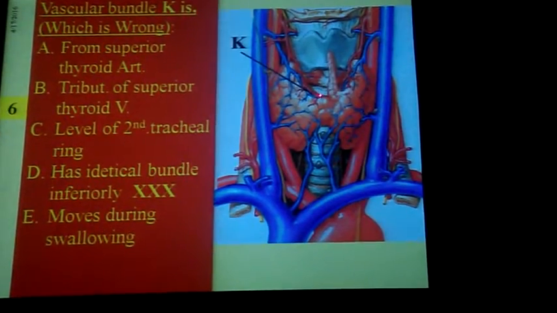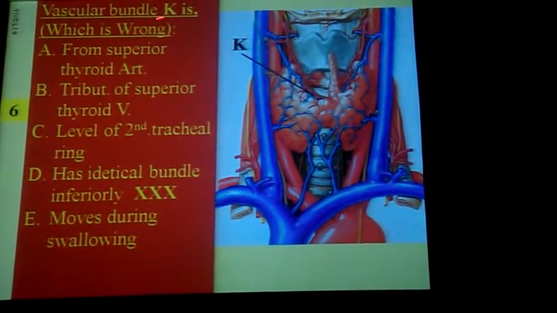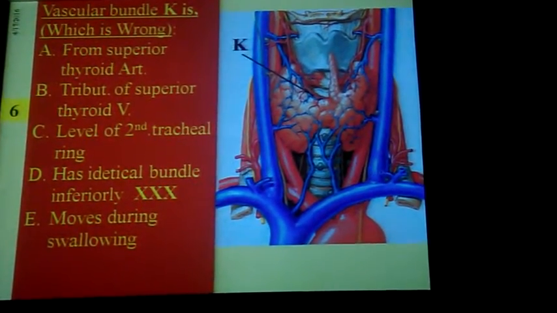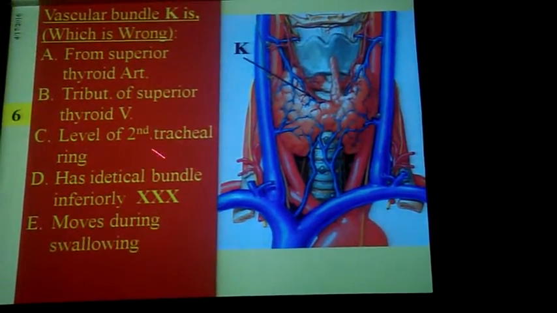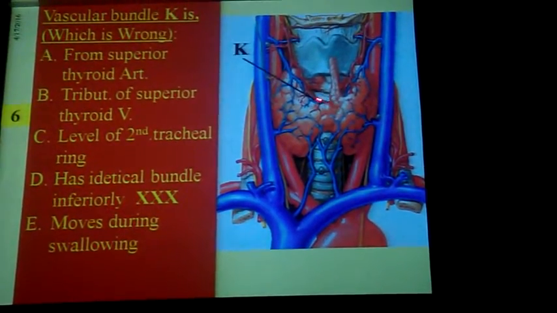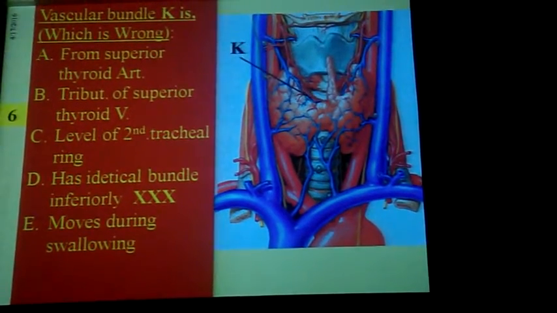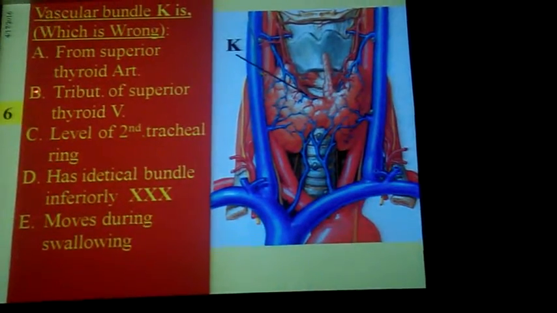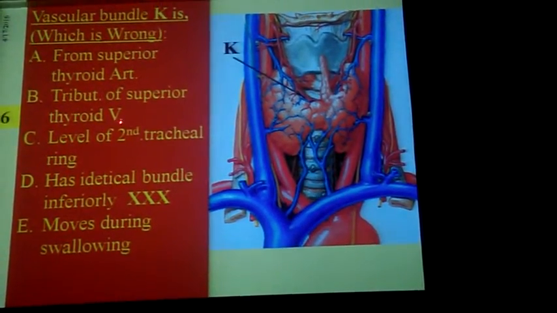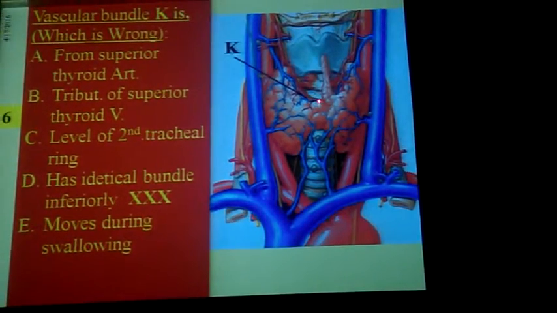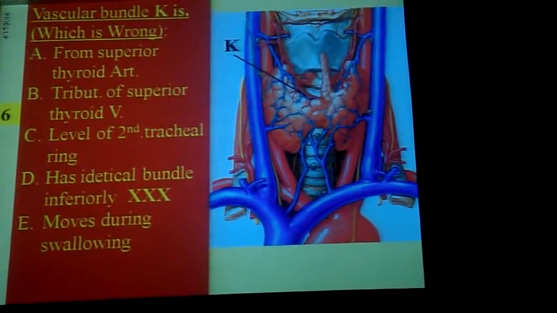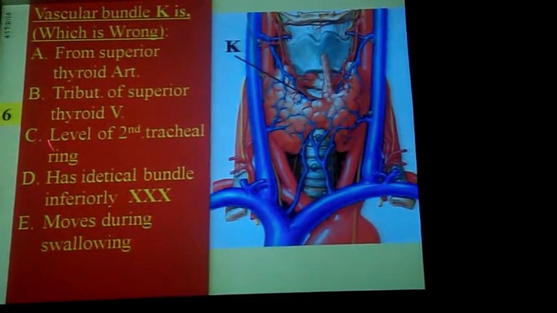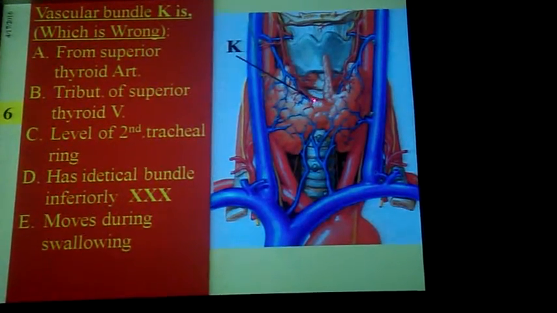What does it say about this bundle? Vascular bundle K is from the superior thyroid artery. Correct. It is partly formed from a branch of the superior thyroid artery that runs above the isthmus, and that is correct. Tributary of the superior thyroid vein? Yes, correct. Some of the vein accompanies the artery and is a tributary of the superior thyroid vein. And the inferior thyroid vein tributary?